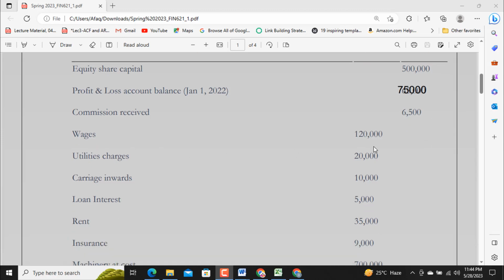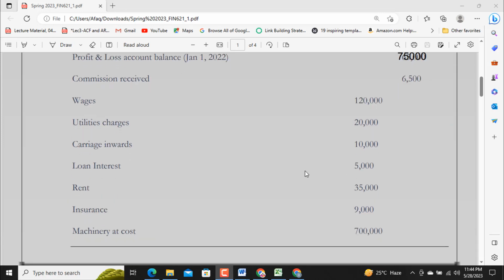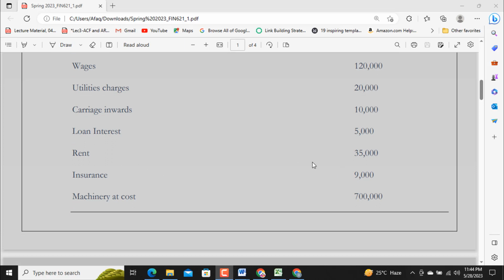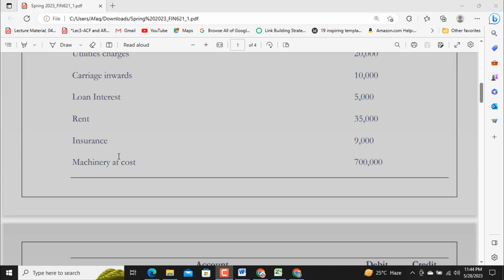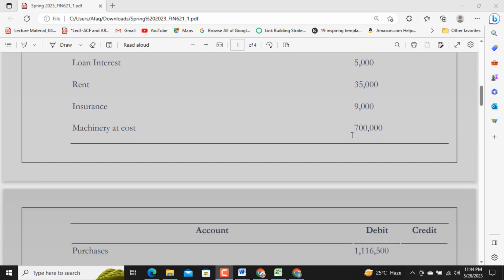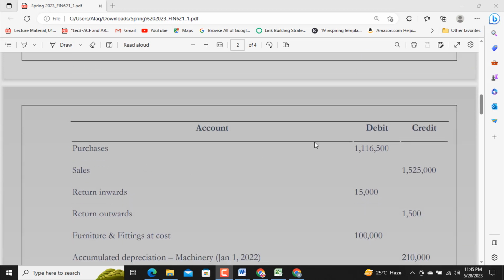Wages expense 120,000 go to the income statement. Utility charges go to the income statement. Carriage inwards go to the income statement. On debit side, loan interest 5,000 go into the income statement. Rent go into the income statement 35,000. Insurance 9,000 go into the income statement. Machinery at cost 700,000. It is not income, not expense, so it will go to the balance sheet or statement of the financial position. Purchases, so it will go to the cost of goods sold as a part of income statement. Sales, it will go to the income statement.